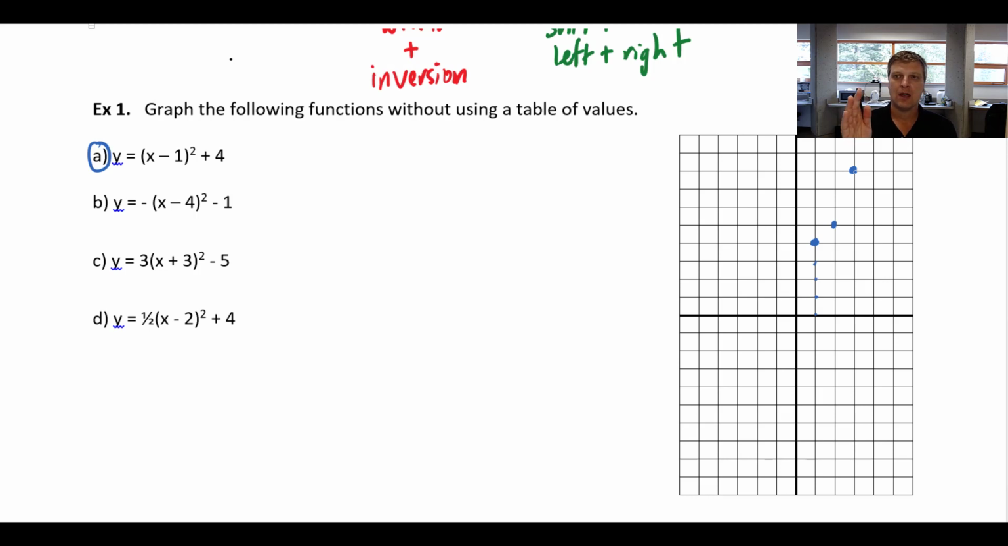Don't forget though that it's going to be symmetrical. So when I go over 1 space to the left, I'm going to go up 1 squared space, which is 1. And when I go over 2 spaces, I'm going to go up 2 squared, which is 4 spaces. And so I'm going to get this parabolic shape that looks something like this. Okay, so I'll draw in my curve.